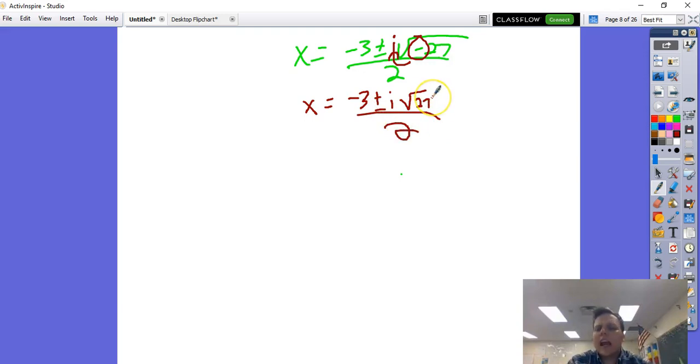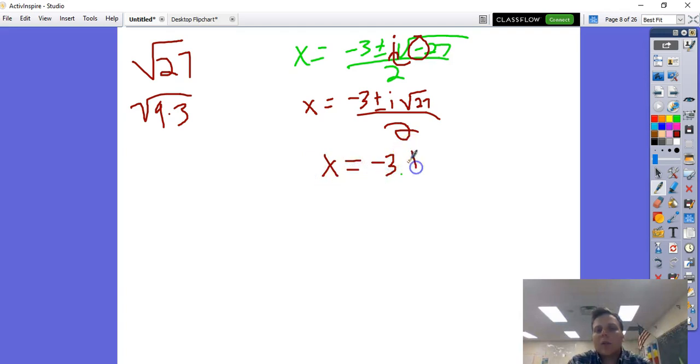Now you think, can I take the square root of 27 and get a whole number? No, you can't. So instead you have to break down 27. What are two numbers that multiply to be 27, one of which I can take the square root of? That's right, 9 times 3. What's the square root of 9? 3. So I can write x equals negative 3 plus or minus, and the 3 goes out in front of the square root sign. We still have the i outside, so we get 3i square root of 3, all divided by 2.